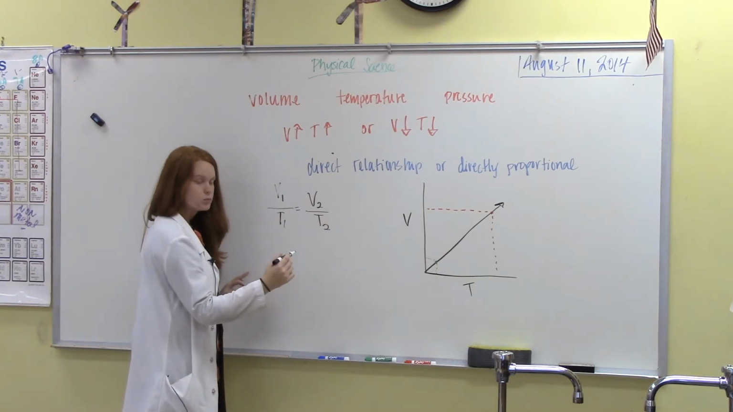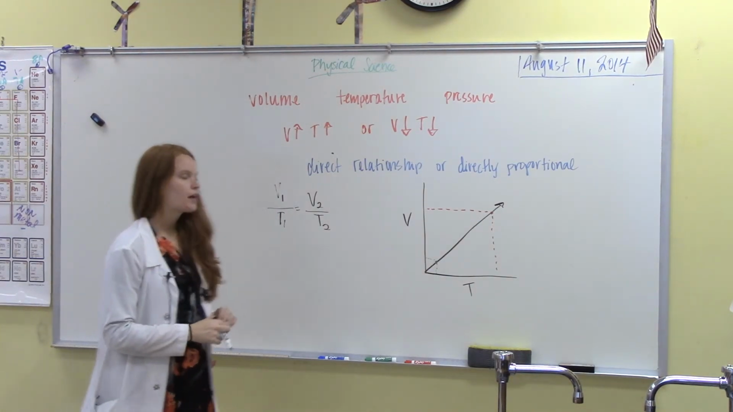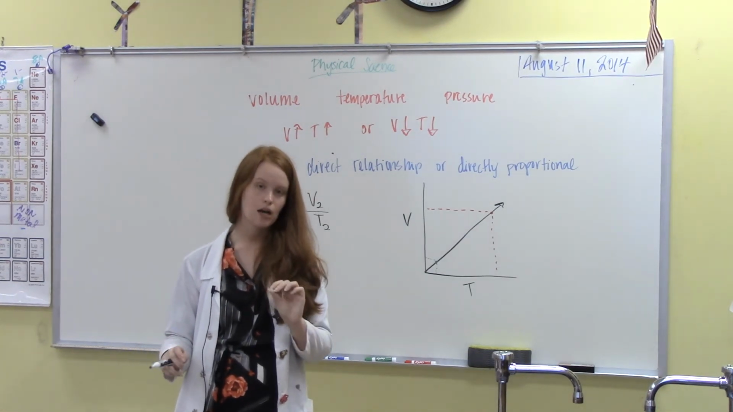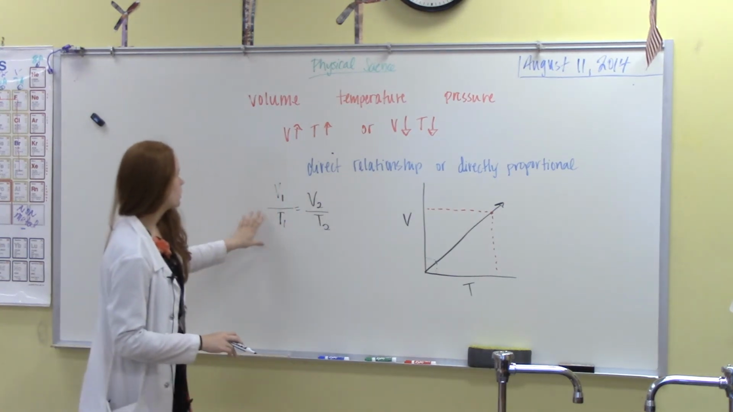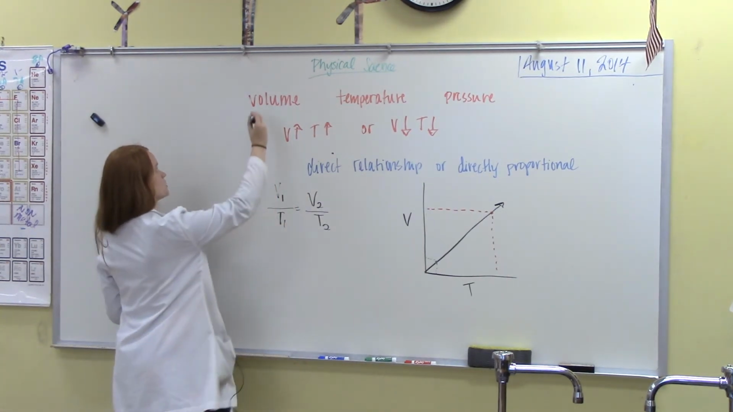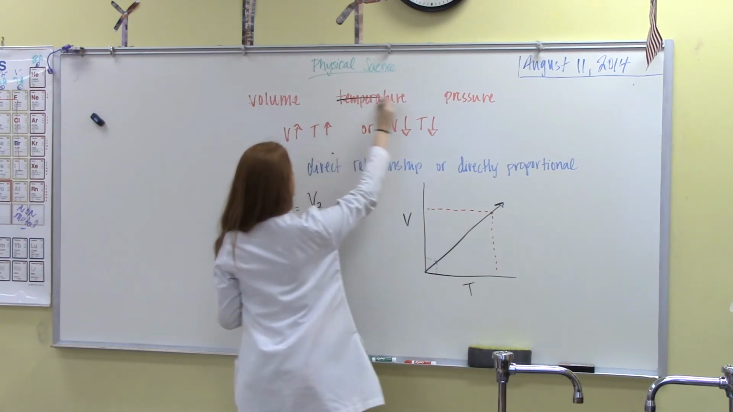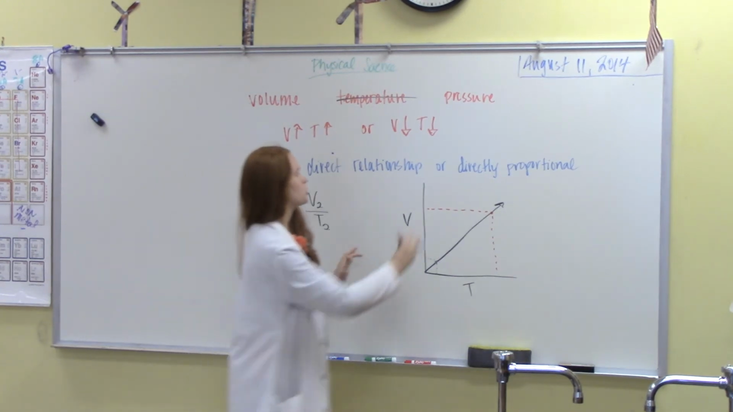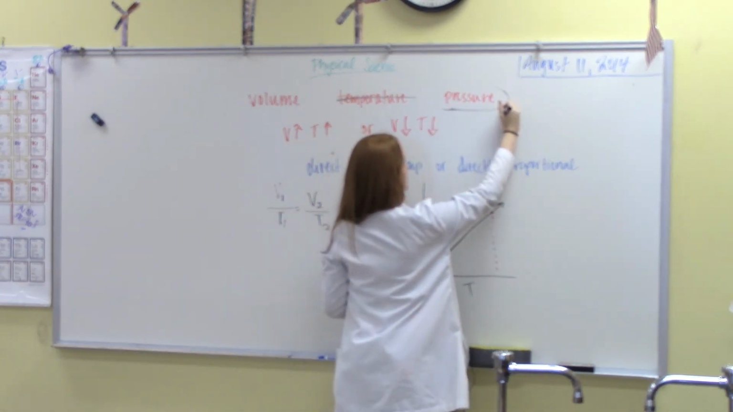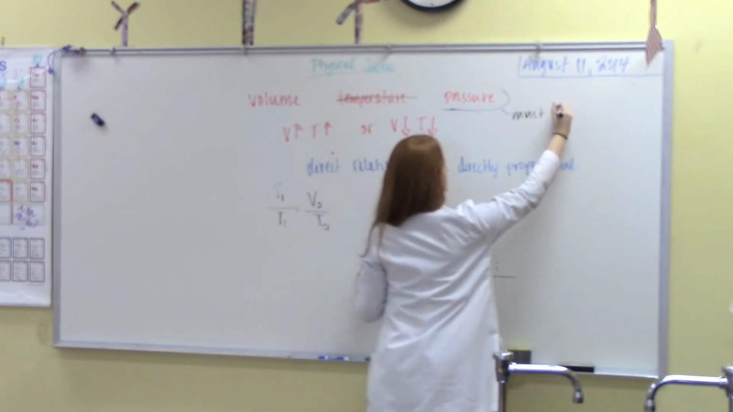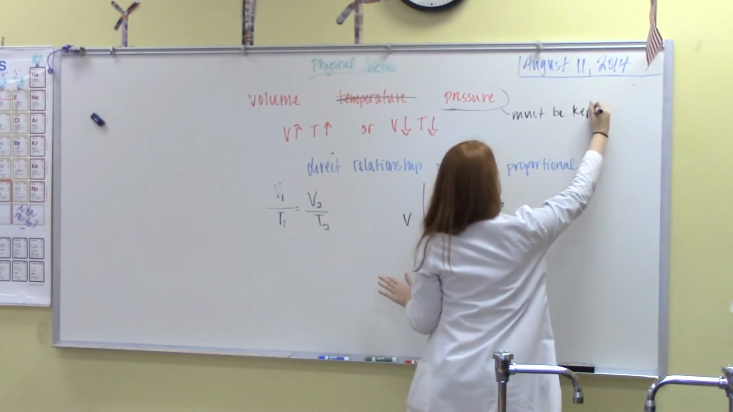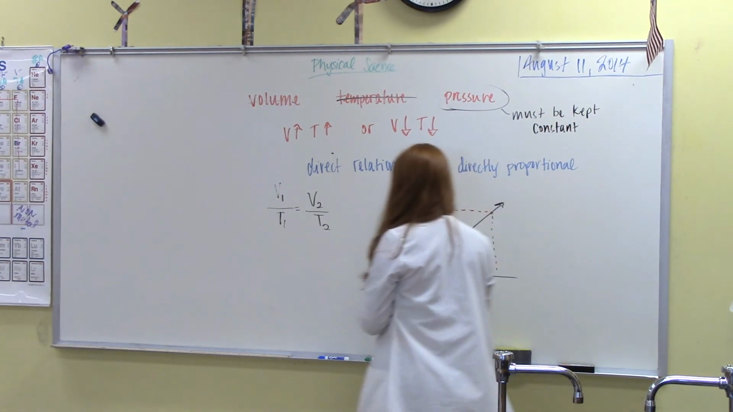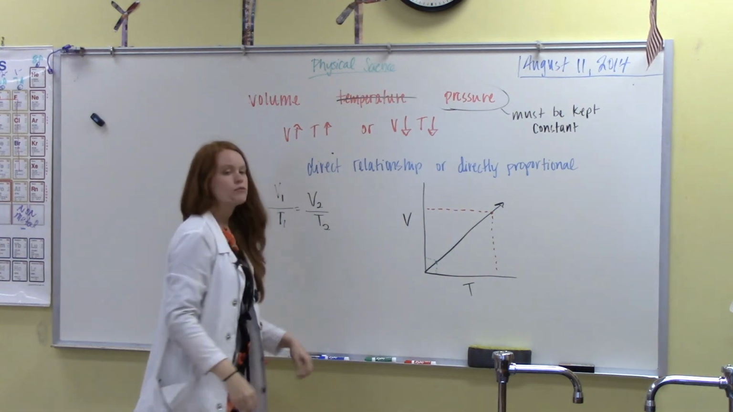Okay? Now, one really important thing that I need to tell you about this is that Charles' law does not occur unless something is kept constant. So if we look at our equation and we look at our relationship, we've talked about volume and we've talked about temperature. Have we talked about pressure? No, we haven't. So pressure must be kept constant for this to happen. If it's not, then you're going to have some issues. Okay? All right, so to summarize real quick, Charles' law involves volume and temperature.